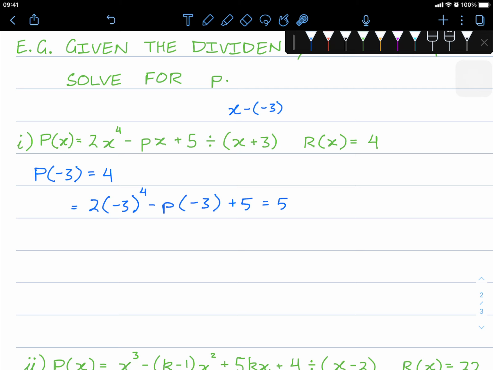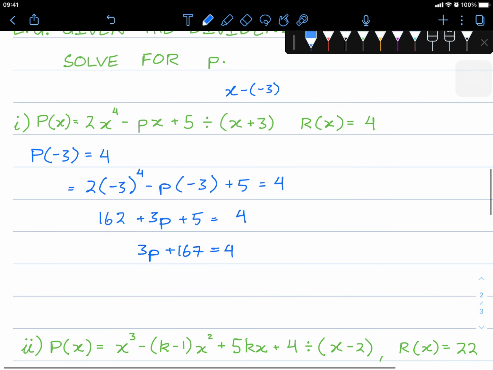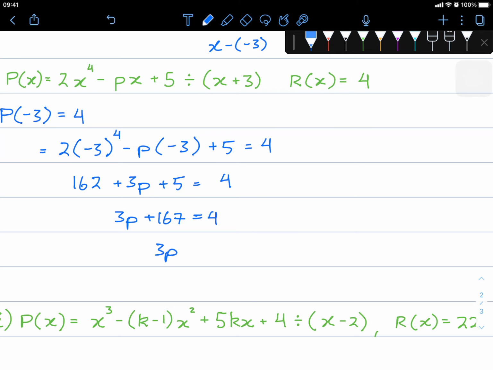Evaluating this in my calculator, 2 times negative 3 to the power of 4 is 162. Negative times negative, plus 3p plus 5, should be equal to 4. Adding these two together, solving for p as we normally would, a linear equation, 3p equals negative 163, p is equal to negative 163 over 3.